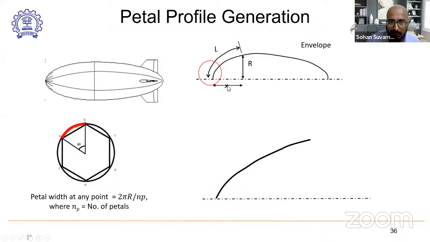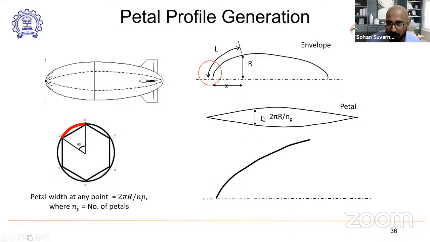So let's have a closer look at this red circle. We have the width, which is 2 pi r over NP, as I just described. If you take this point X, let's say at this point the radius is R, and you divide 2 pi r by NP, what you get is the width of that individual petal. So this is at this distance L.